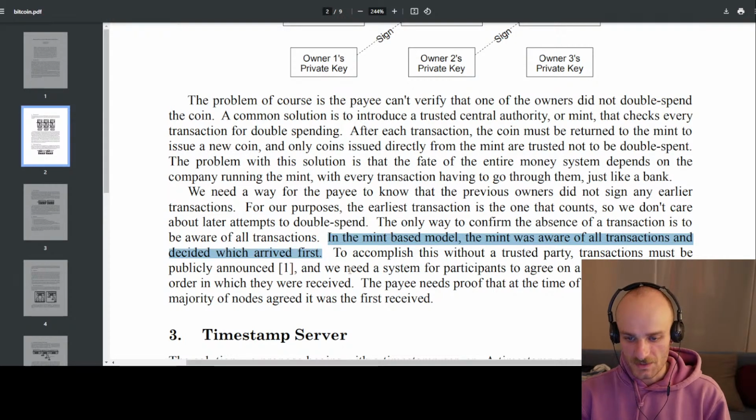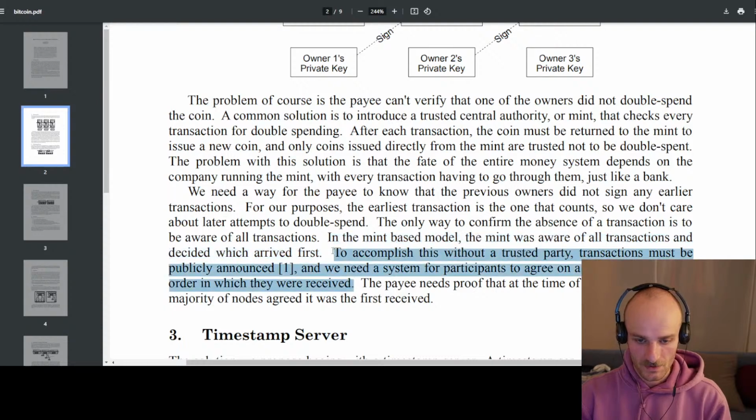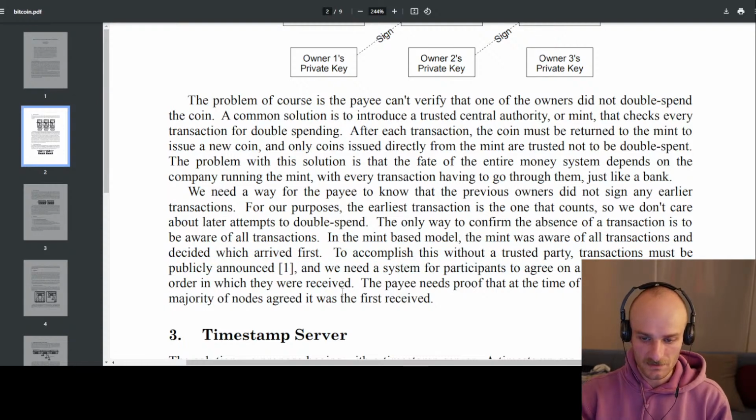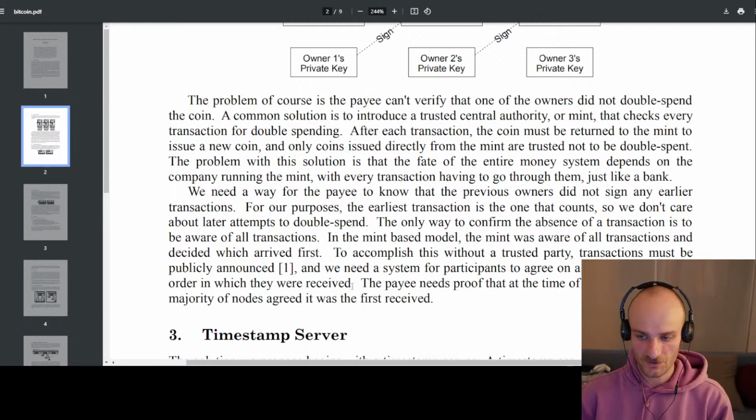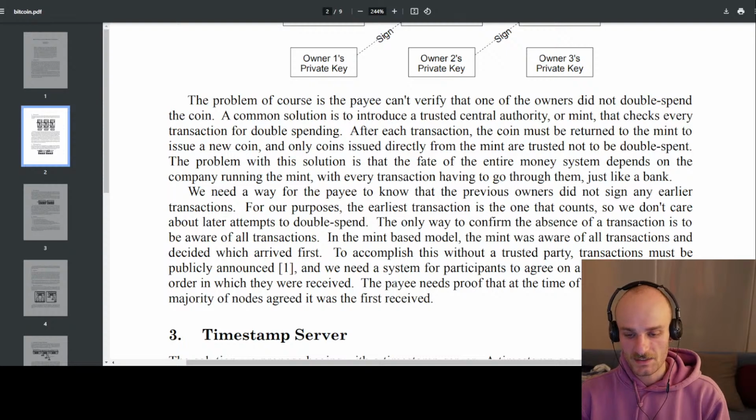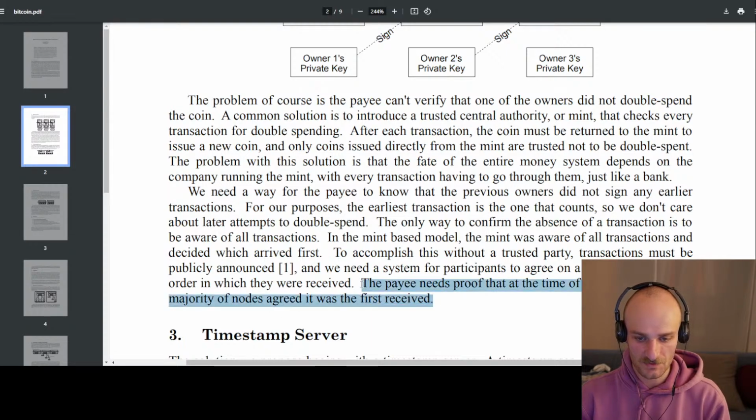To accomplish this without a trusted party, the transactions must be publicly announced. And we need a system for participants to agree on a single history of the order in which they were received. So two things: publicity and a mechanism for agreement on a series of events. The payee needs proof that at the time of each transaction, the majority of nodes agreed it was the first received.